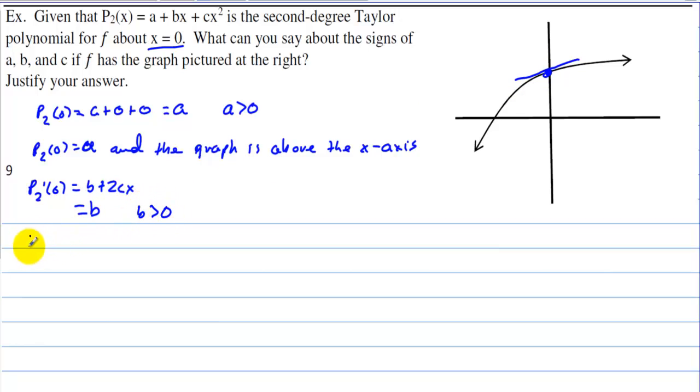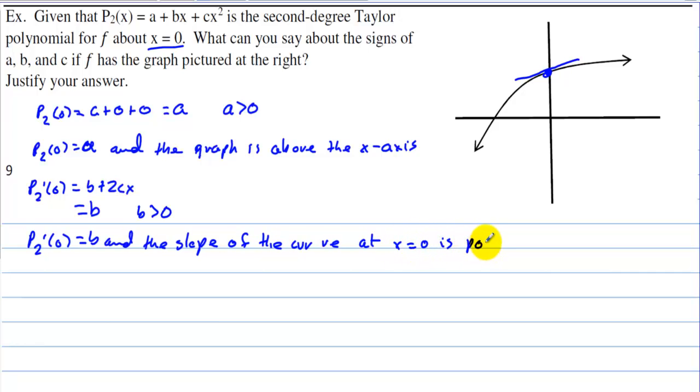Now, how are we going to justify this? Well, p sub 2 prime of 0 is equal to b, and the slope of the curve at x equals 0 is positive. Positive. Very good.